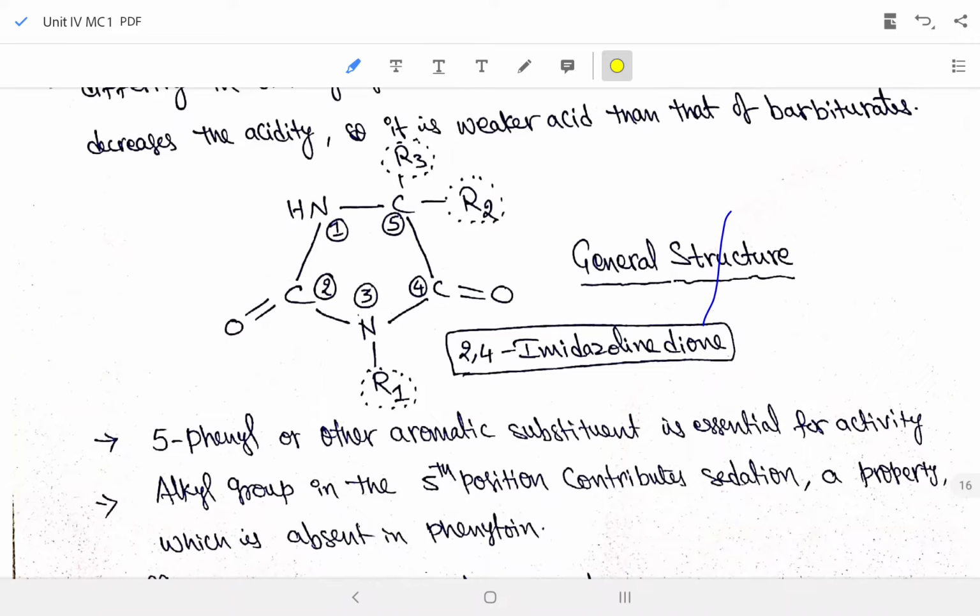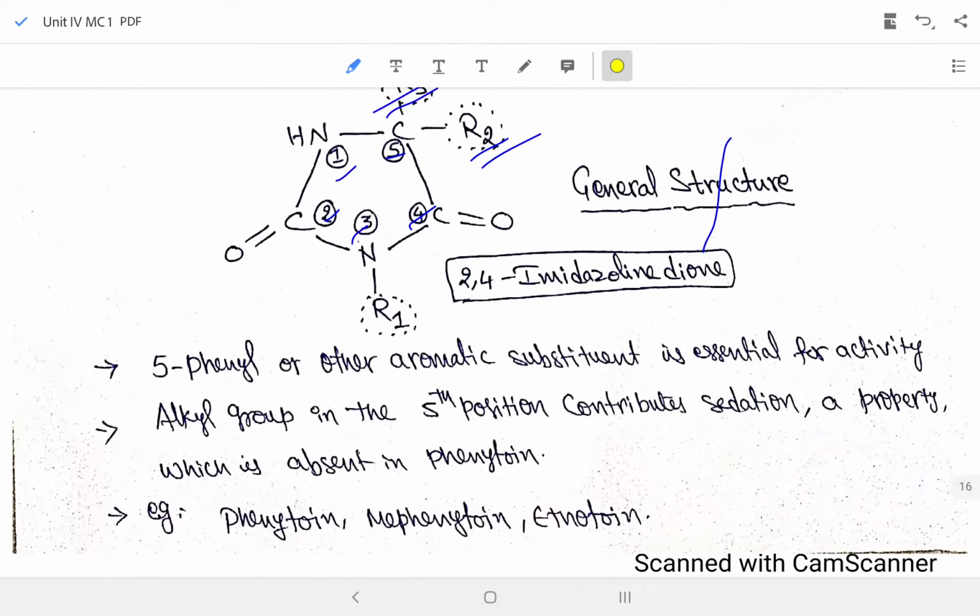Here the numbering goes like this: 1, 2, 3, 4, 5. The fifth position again has side chains. So at the fifth position, a phenyl group as a substituent, or instead of a phenyl group, any other aromatic substituent, is compulsory for the activity. What he is saying is that the fifth position should have either phenyl or any aromatic substituent, which is very important for the activity.